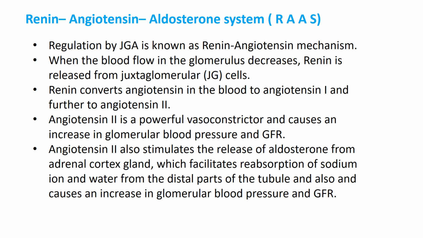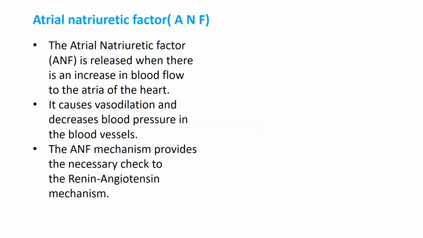Okay. Then finally, there is one more, what we call atrial natriuretic factor. So ANF is released when there is an increase in the blood flow in the atrium of the heart. You see, in the previous case, it was acting when there was a decrease in the blood, but this is a case when there is an increase in the blood flow. So what will it do? It will cause vasodilation.